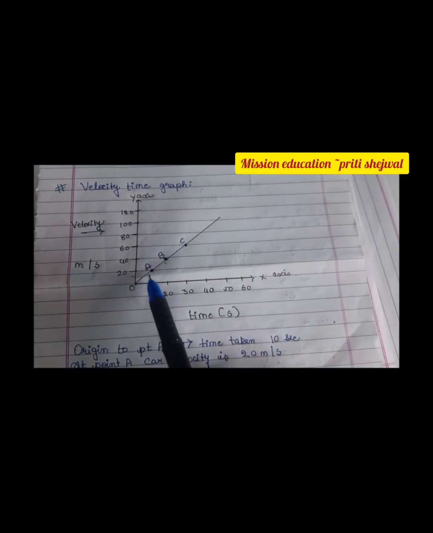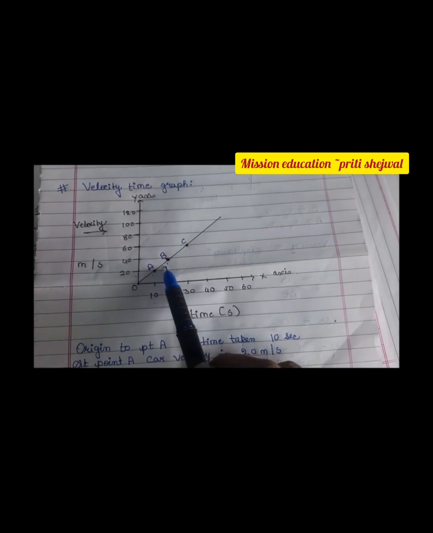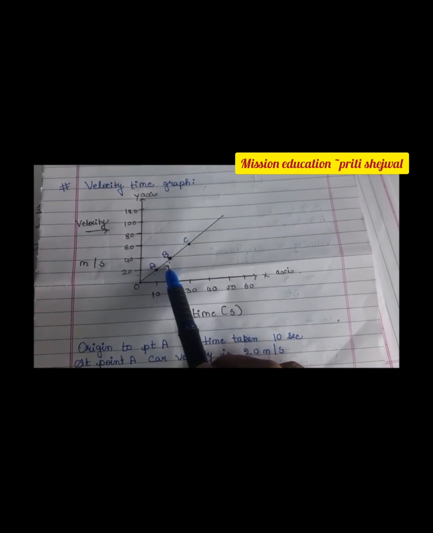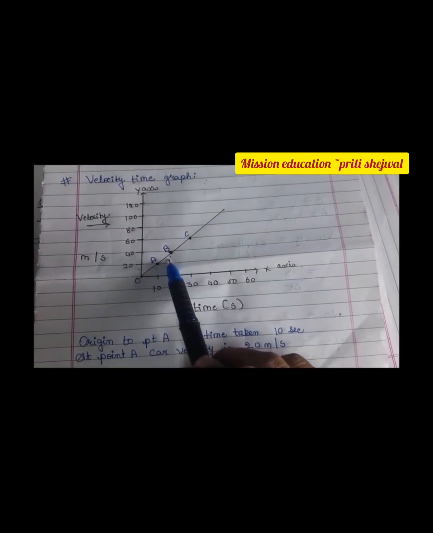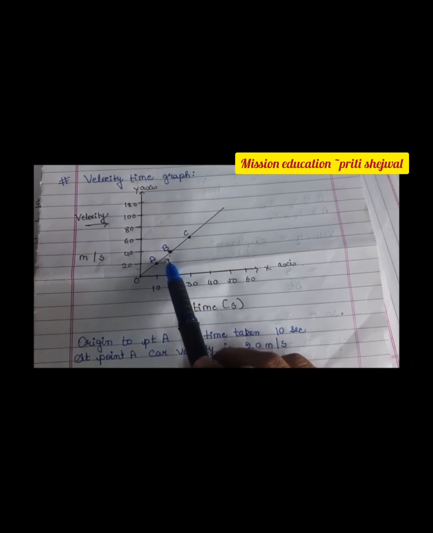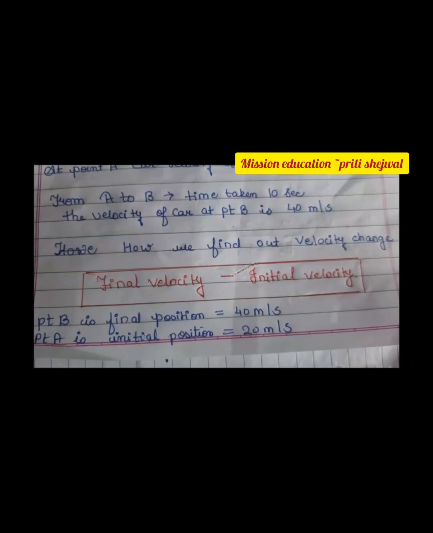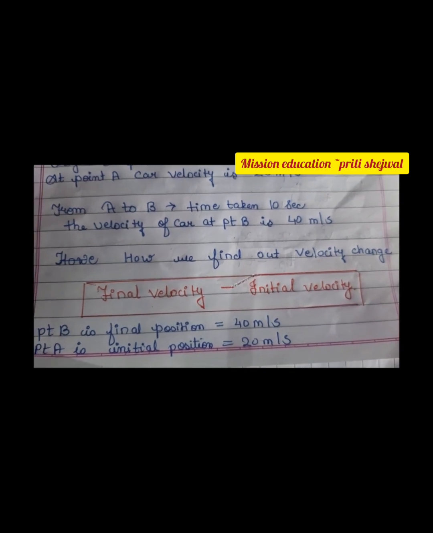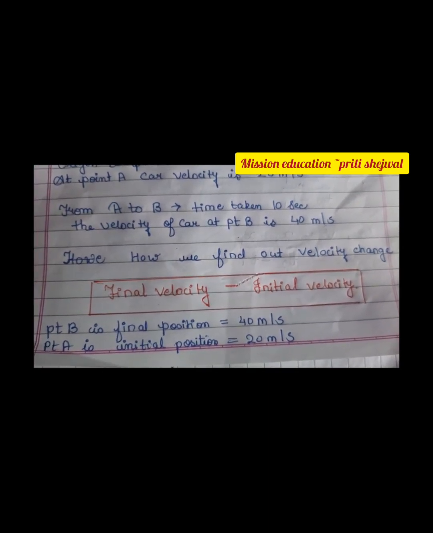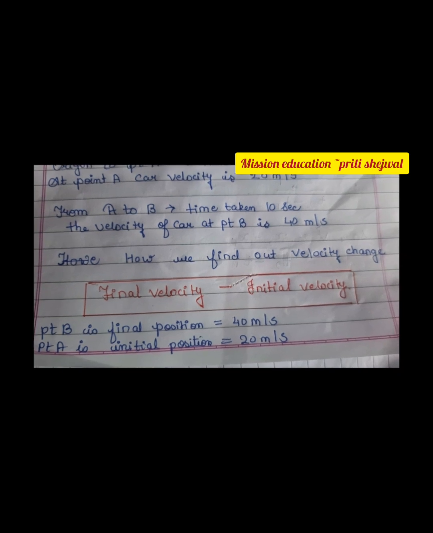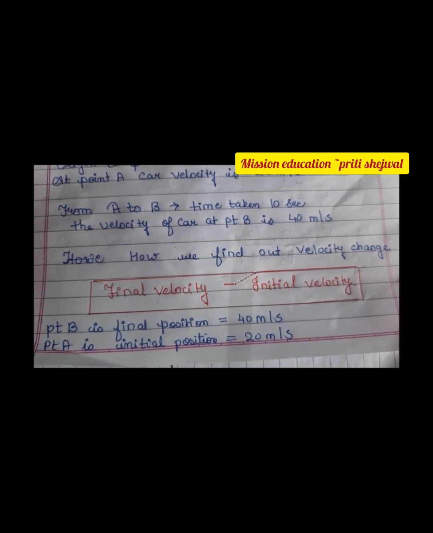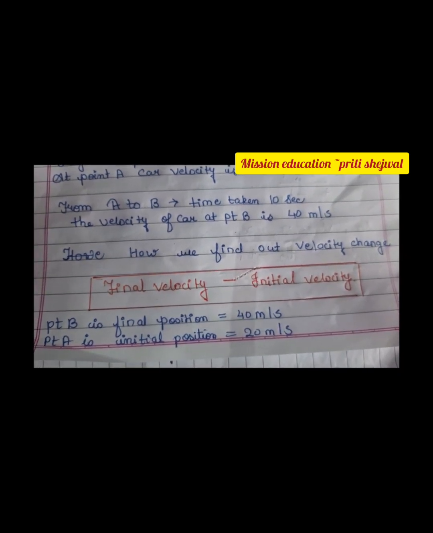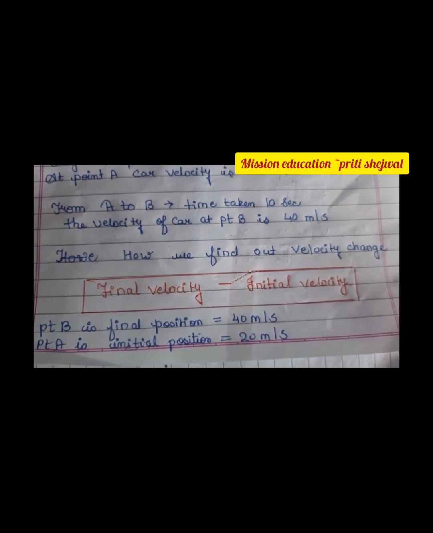Now from point A to B, we take out the velocity change. How do we find the velocity change? That is final velocity minus initial velocity. Point B is the final position, that is 40 meters per second. Point A is the initial position, that is 20 meters per second.